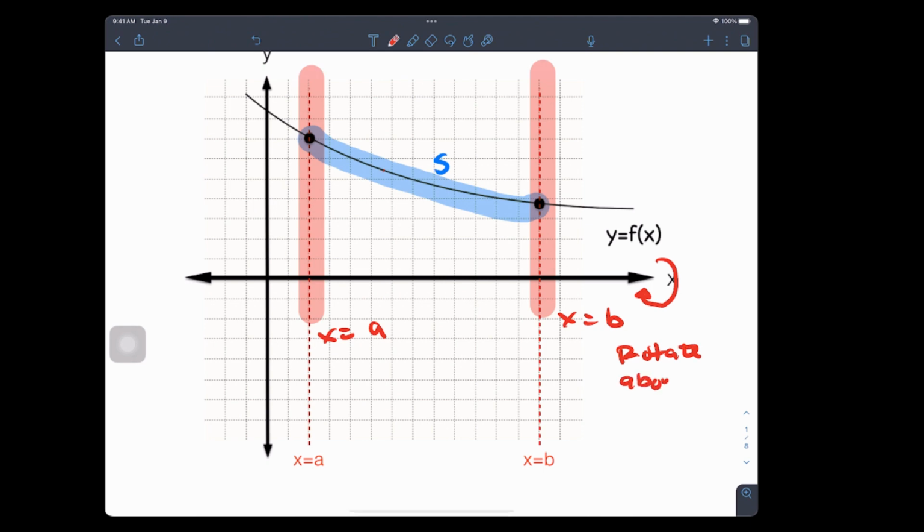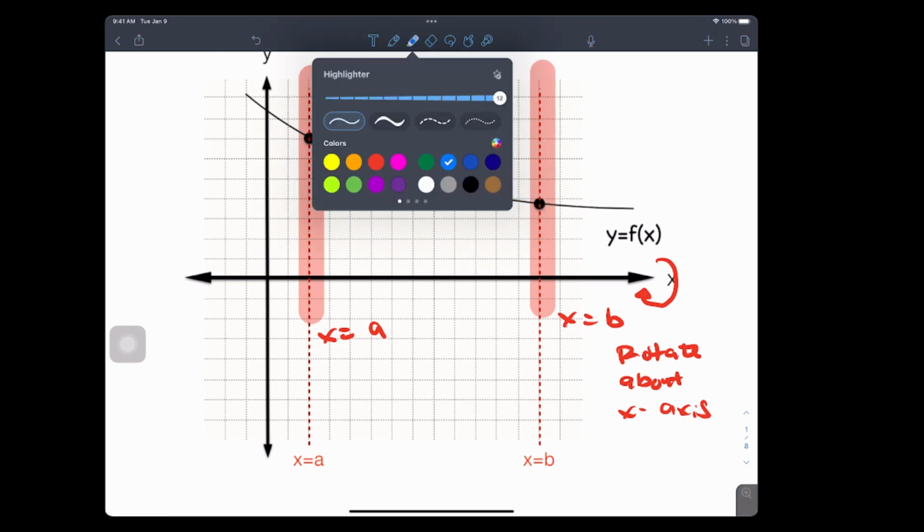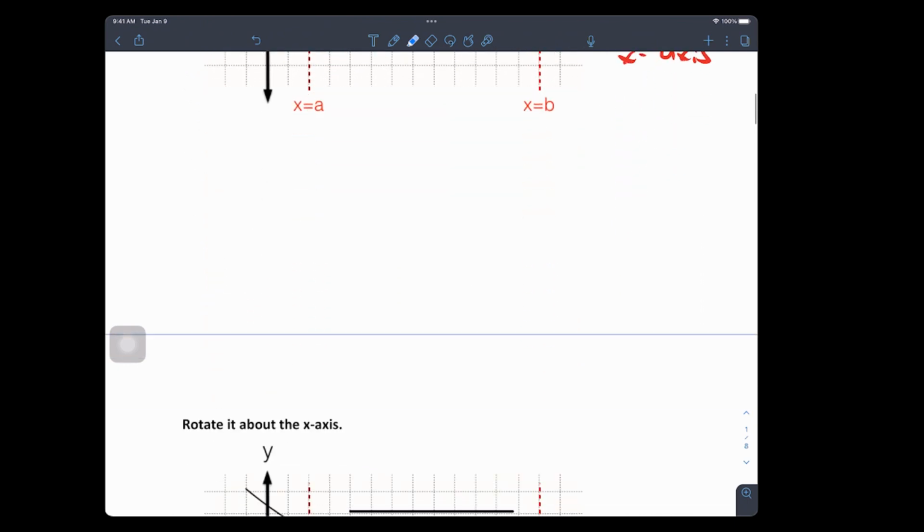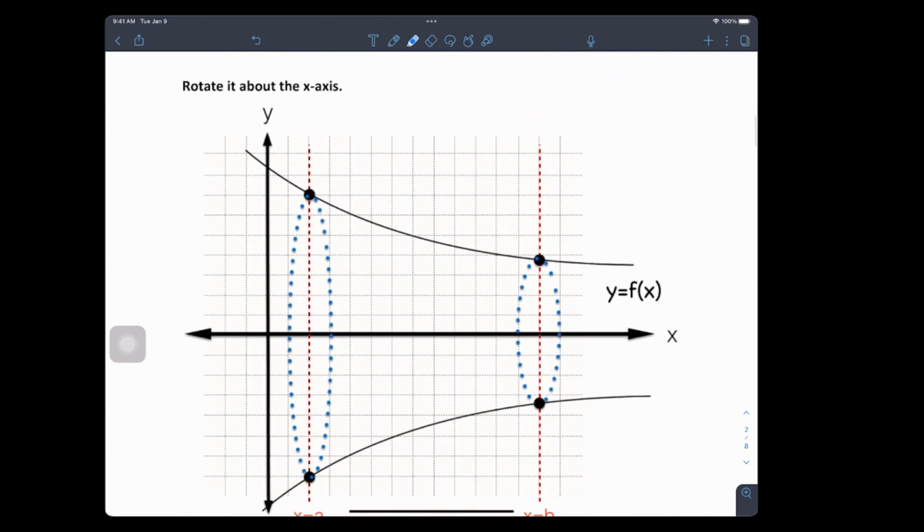So you're going to rotate that curve really about the x-axis. And that's exactly what I just talked about. And so what you guys see when you rotate that curve from x is A to B about the x-axis, I want you guys to understand something that you just did.